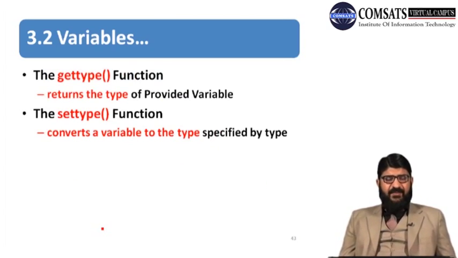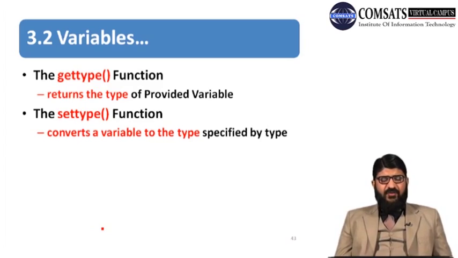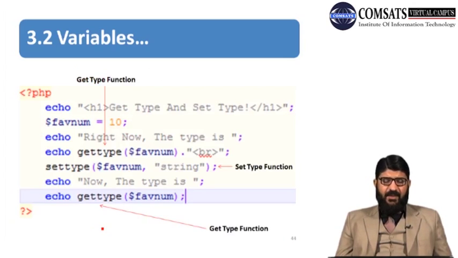Now we have two other functions, the get type function and the set type function. The get type is basically used to return the type of the provided variable. Whichever variable it is, you want to judge its type. And set type is basically used if you want to convert a variable to a specific type, to change the data type of a variable.